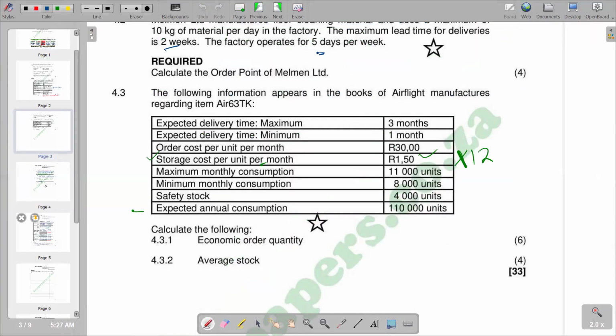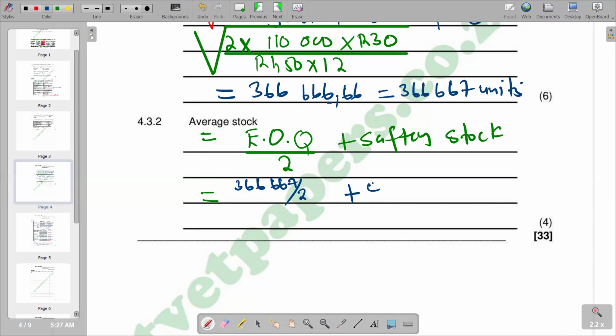So you come here, we add 4,000. So the final answer that you get becomes 187,333.5, which is going to be rounded off to become the whole number. It becomes 187,334. So that becomes our final answer for average stock.